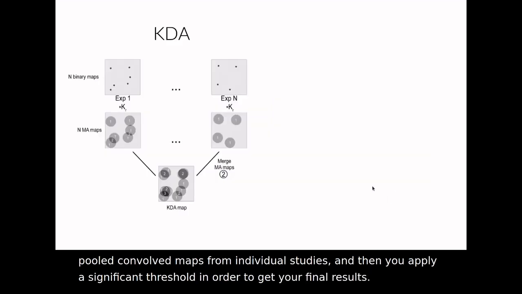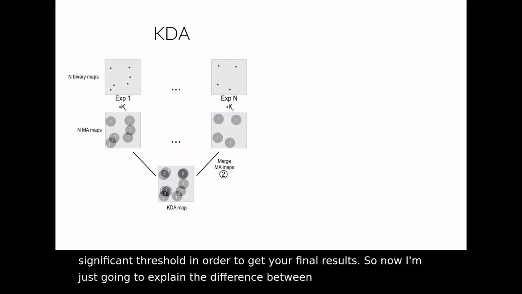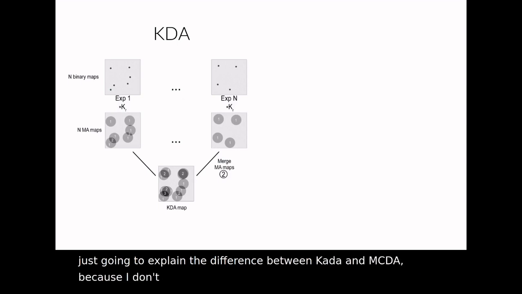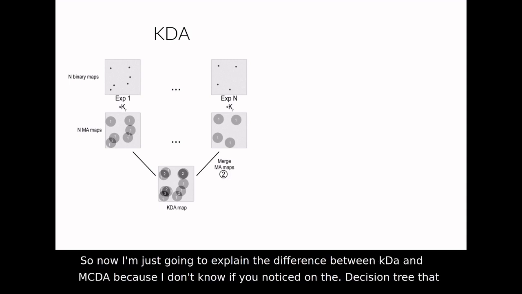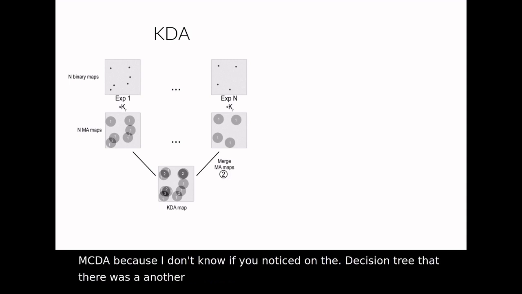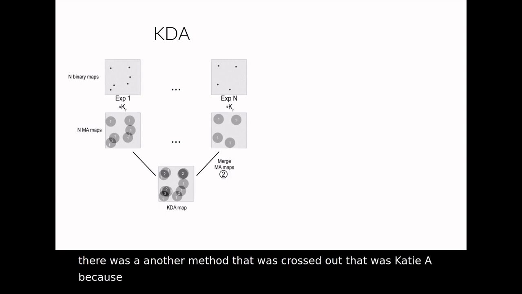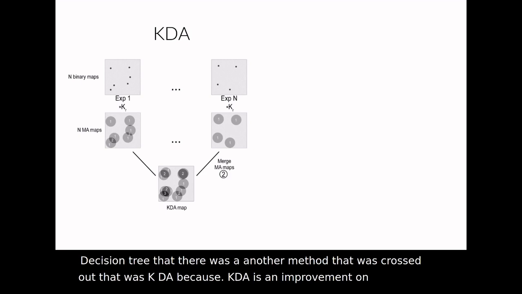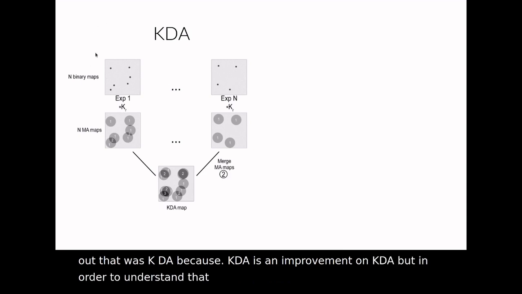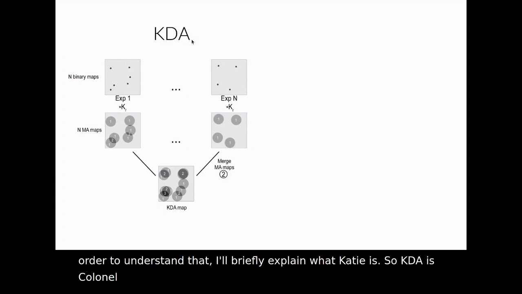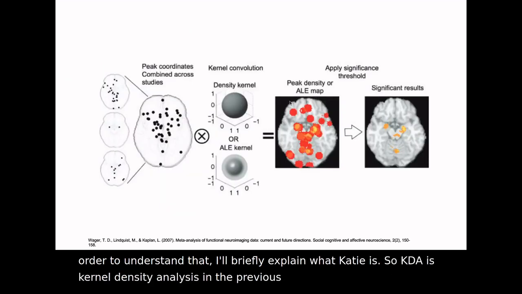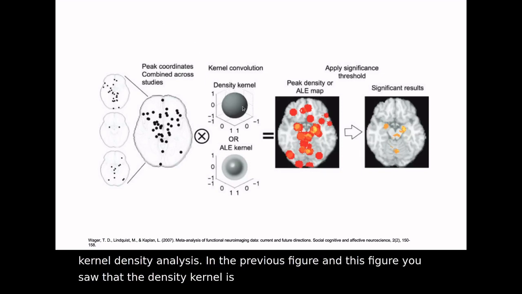So now I'm just going to explain the difference between KDA and MKDA, because I don't know if you noticed on the decision tree that there was another method that was crossed out, that was KDA, because MKDA is an improvement on KDA. But in order to understand that, I'll briefly explain what KDA is. So KDA is kernel density analysis. In the previous figure, in this figure you saw that the density kernel is just binary.